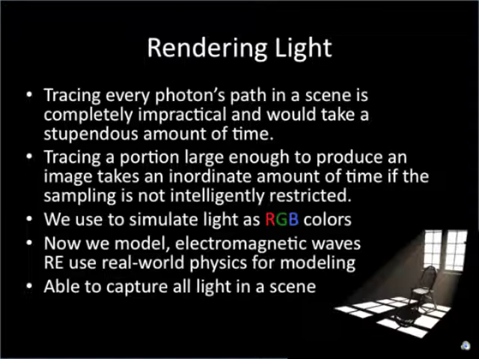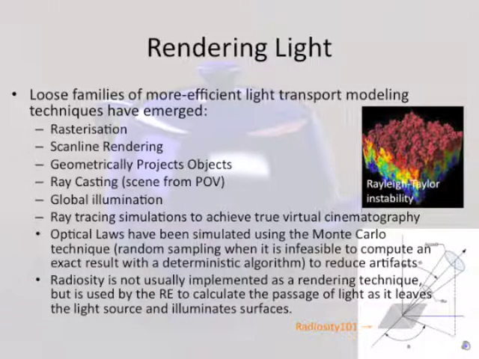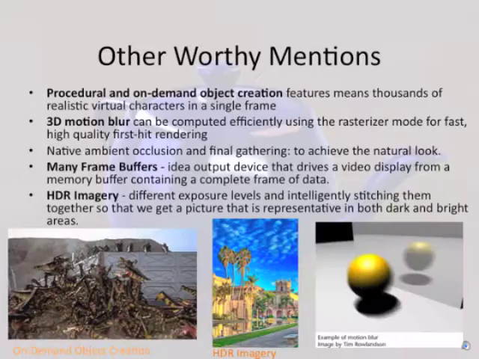So there are loose families of more efficient light transport modeling techniques that have emerged, like rasterization, scanline rendering, geometrically projecting objects in a scene on an image plane, raycasting, that's taking the specific point of view of an object, and using the Monte Carlo technique to reduce artifacts. This Monte Carlo technique is to use random sampling when it is infeasible to compute an exact result with deterministic algorithms. We also use radiosity to calculate the passage of light as it leaves the light source and illuminates a particular surface.